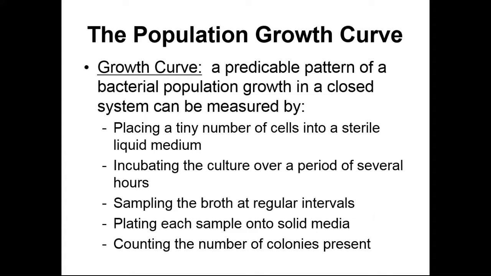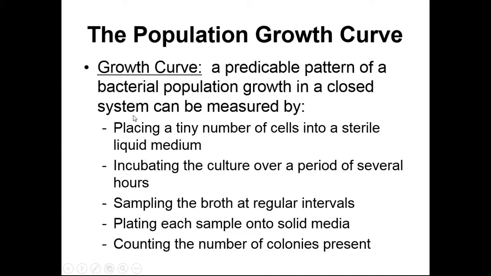If I plot the total number of viable or living bacteria, I can make a growth curve. And this is a predictable pattern of bacterial growth that looks at the number of living or viable bacterial cells within the culture medium. So it looks at the concentration of these bacterial cells.